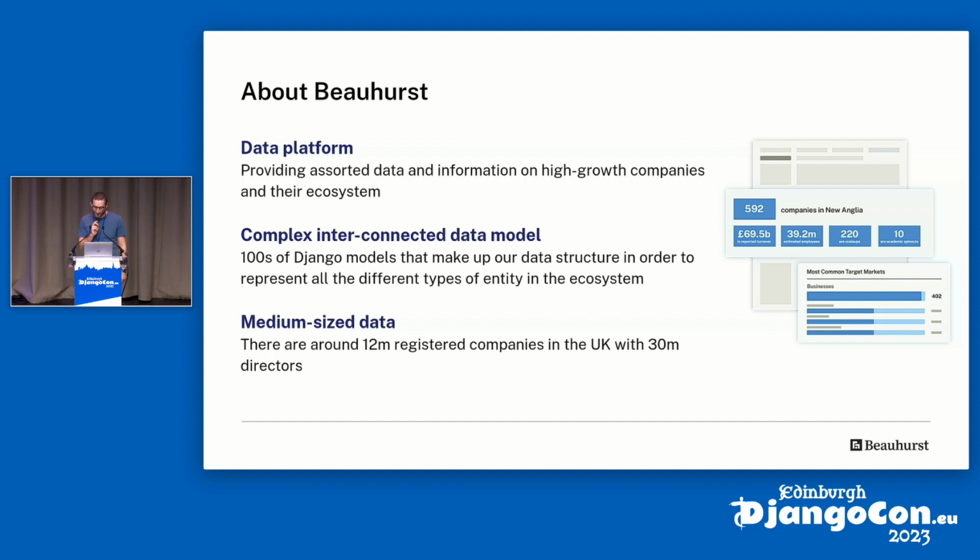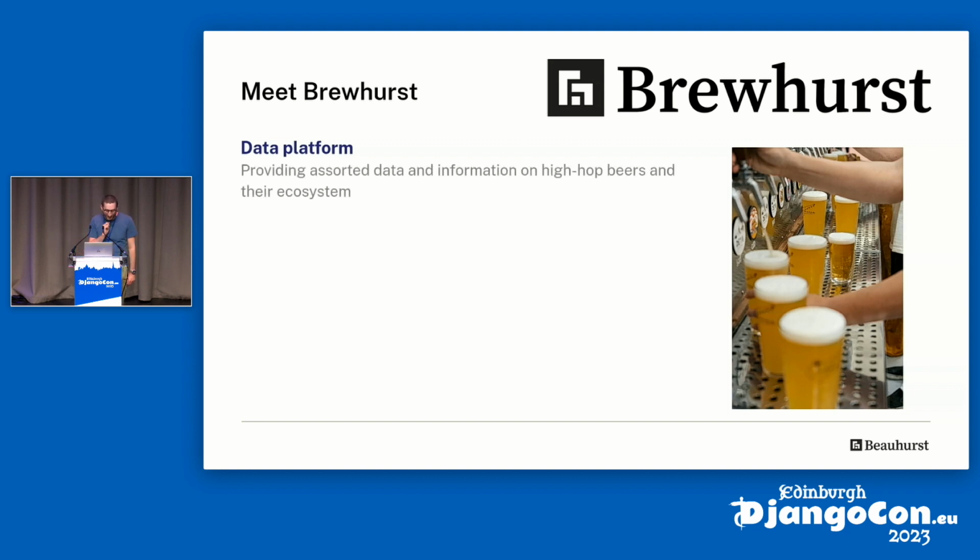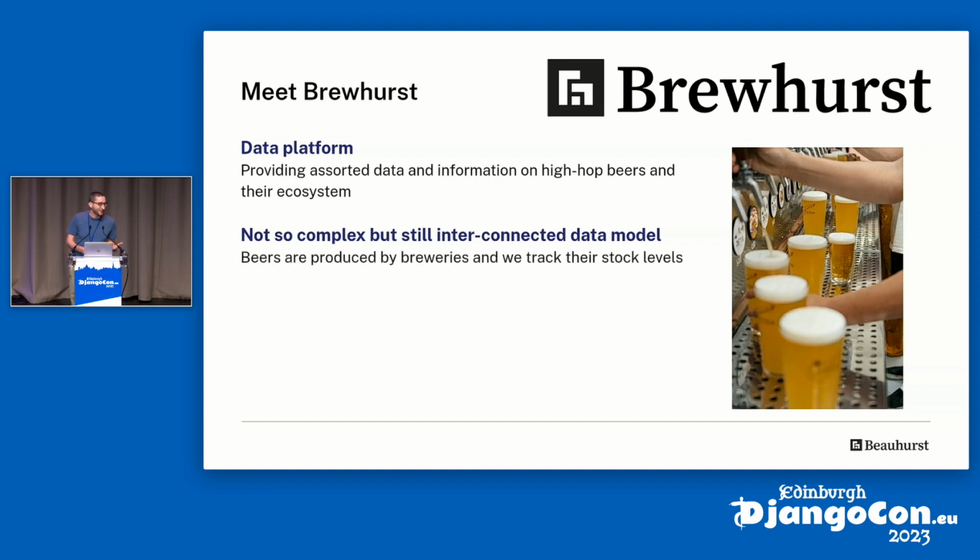That's just about the last time you'll hear about Bowhurst, because let me introduce you to a different company, Brewhurst. Brewhurst is also a data platform, founded a few weeks ago when I was writing this talk. It provides various data and information on high-hop beers and their ecosystem. It's not such a complex, but still interconnected data model. I've got a handful of models together which represent beers, breweries, stock levels of those beers at different breweries, that sort of thing. Apologies if anyone's getting flashbacks to last night from all the pictures of beer that will be appearing on screen throughout the talk. Pretty small-sized data. It's about as many companies as I can bring myself to add manually with the Django admin.